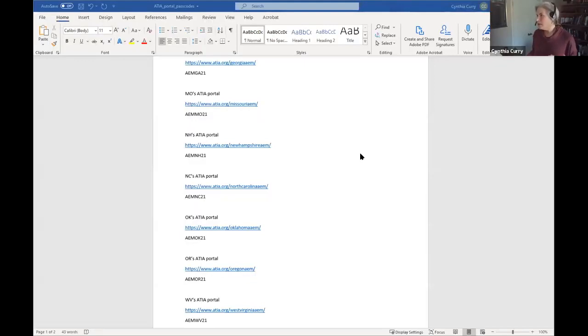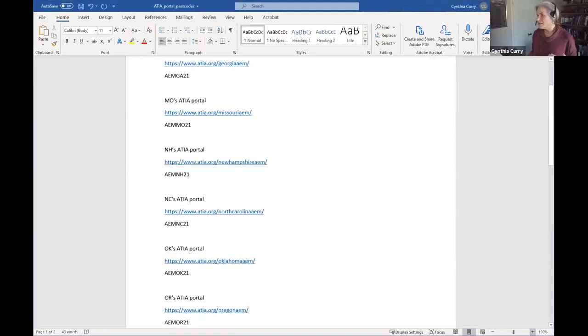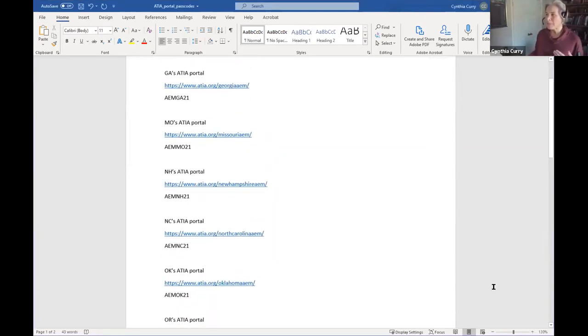And I have all of these listed. Before you choose, I'm going to share with you the portals and the passwords for each of these. It's just good for you to have, if you haven't checked out your state's ATIA portal.